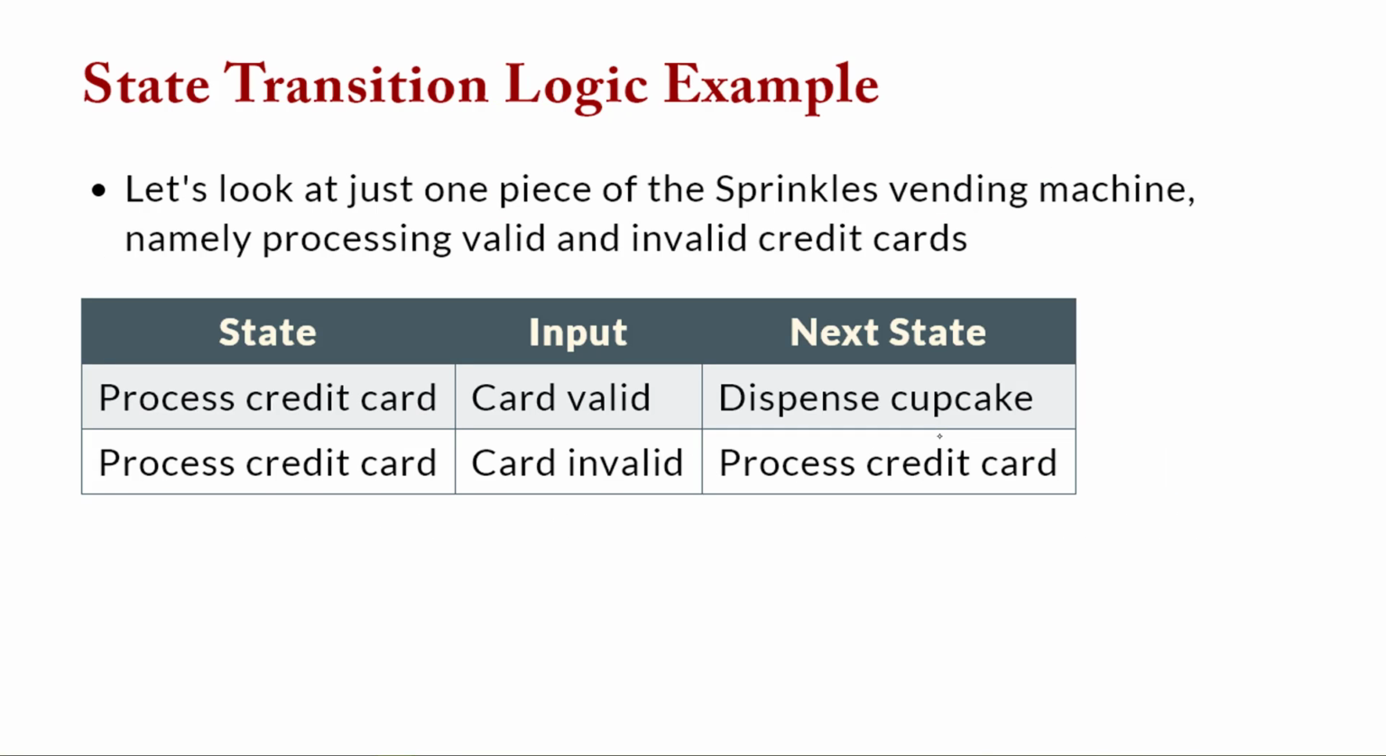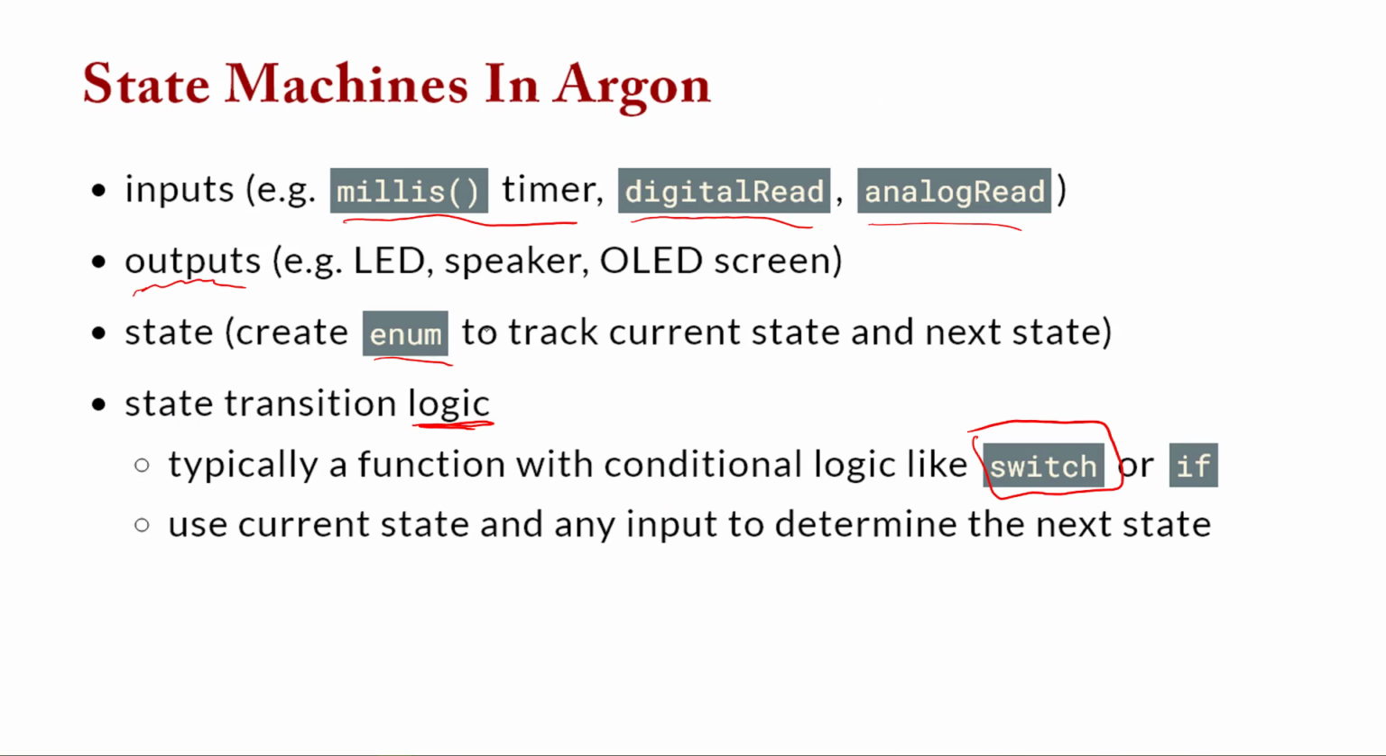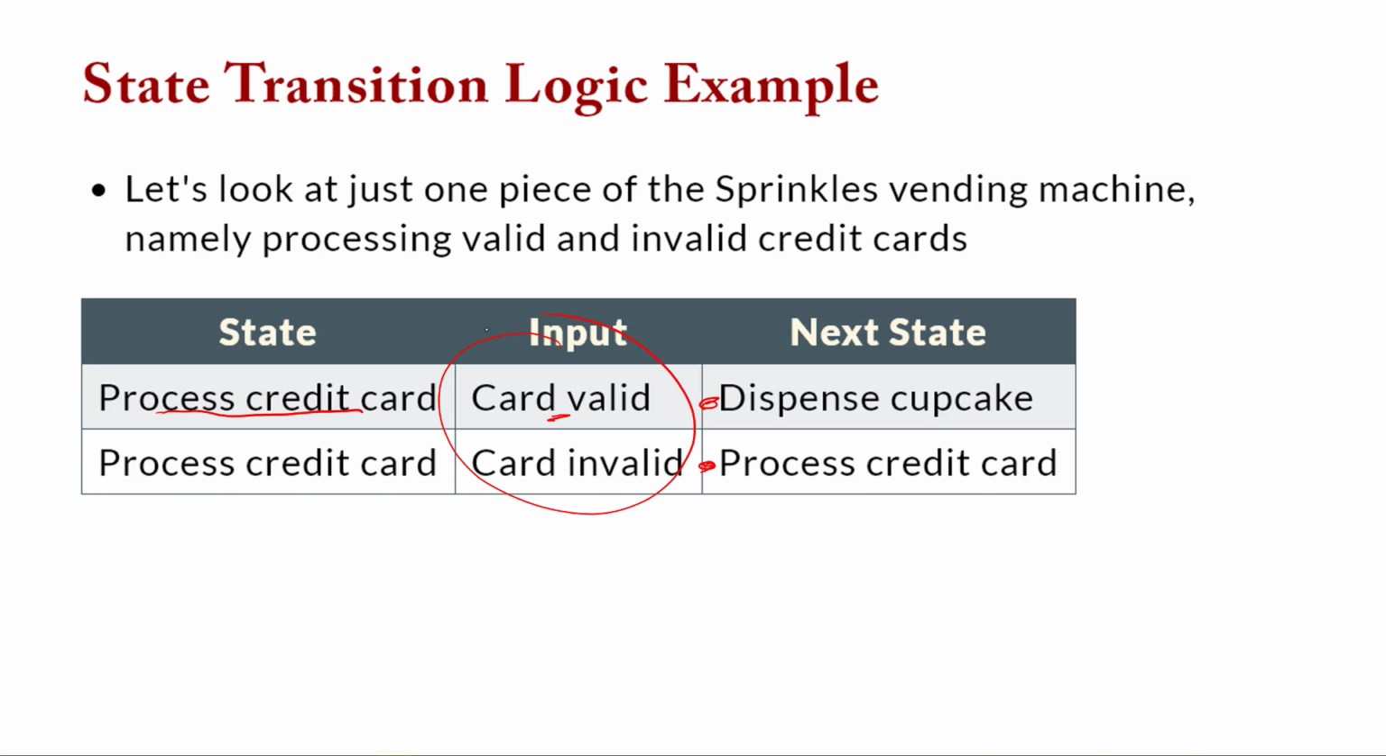Let's imagine that this is just one piece of the Sprinkles cupcake machine. Okay. I'm in the process credit card state. I'm going to get an input. That input is going to make me dispense the cupcake, or it's going to make me stay in my loop of processing the credit card. So based on this one simple input, I determine whether I'm going to be in the process state or the dispensing state. Okay, so let's think about these four pieces, right? If we go back to this slide, we've got these four elements: output, input, state, and state transition. How do we build these?